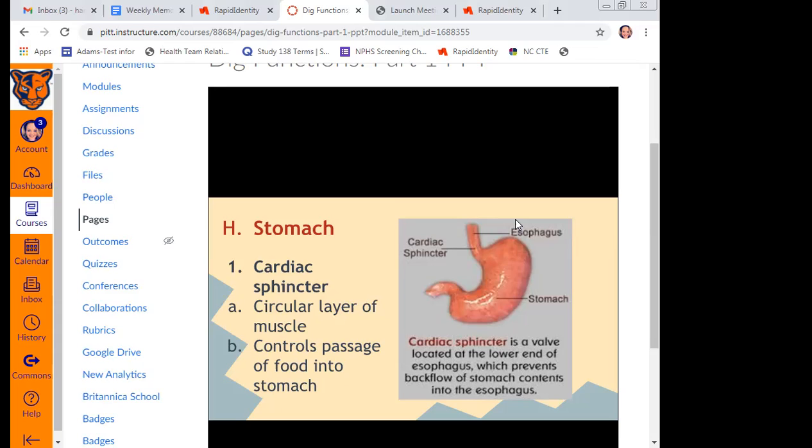Once we leave the pharynx, we go into the esophagus. What do we know about the esophagus?